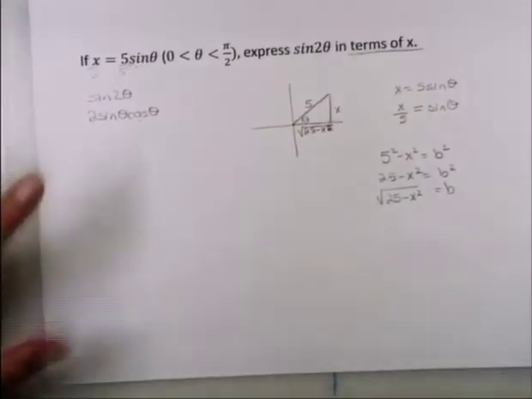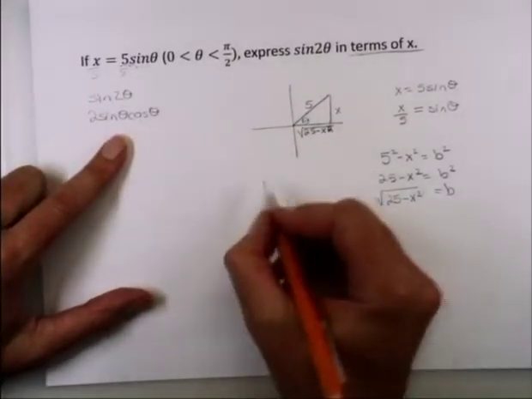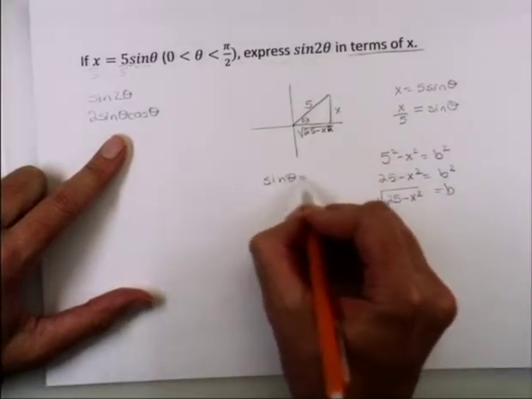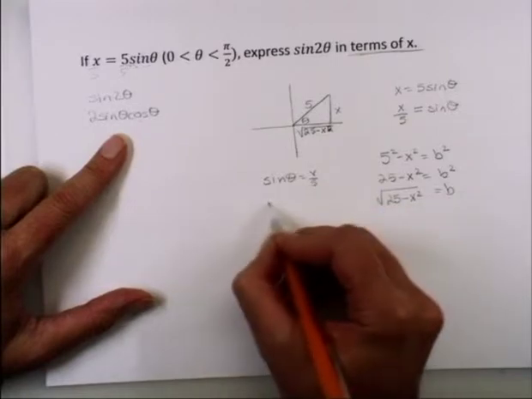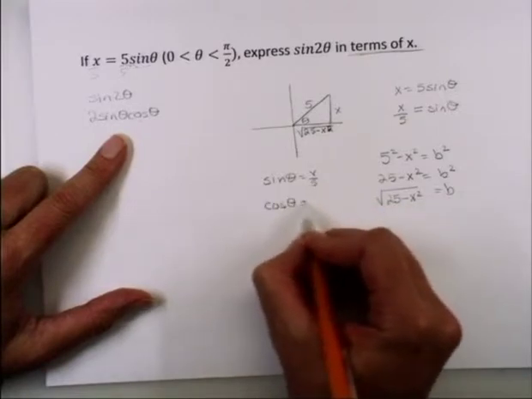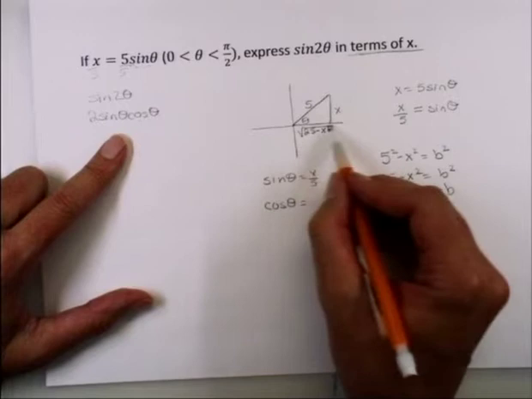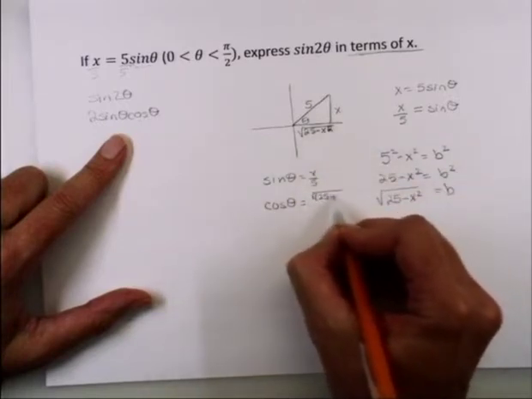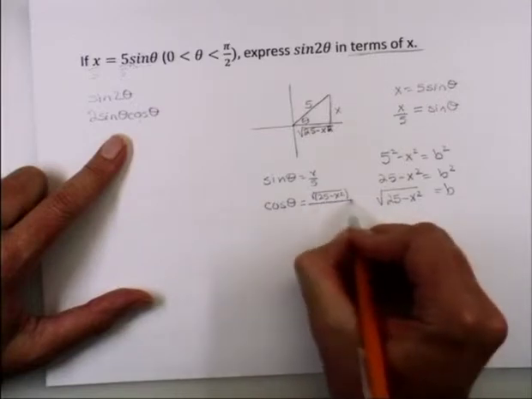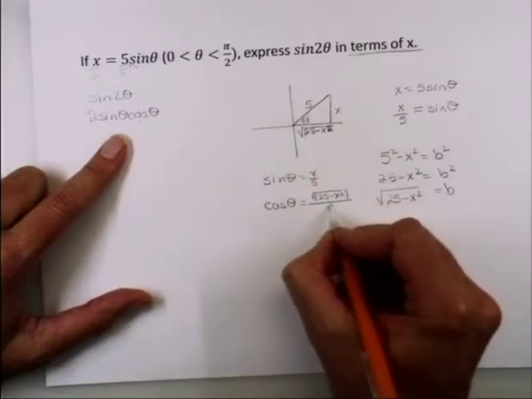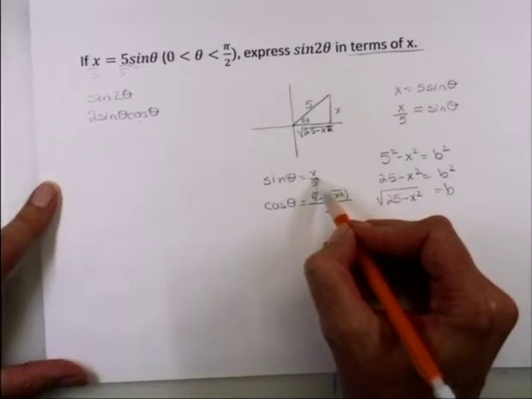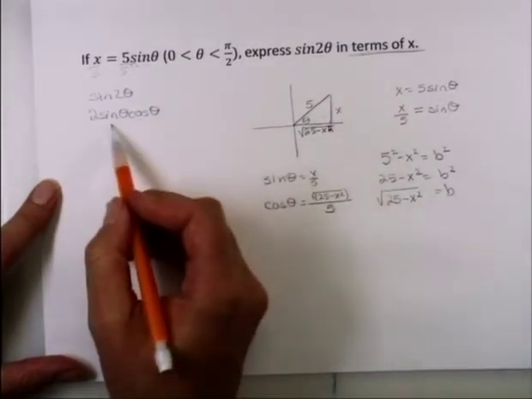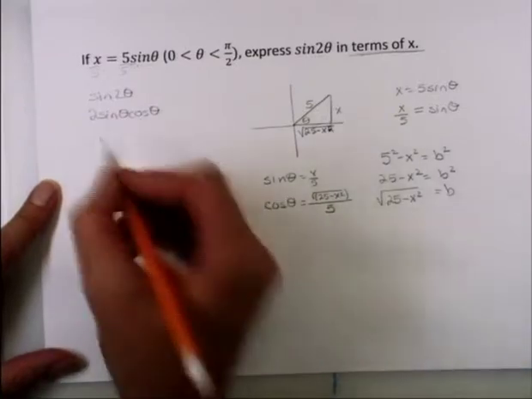Okay, now, I know that the sine of theta is equal to x over 5. And I need to know what the cosine of theta is equal to. So I look at the adjacent, which is radical, or the square root of the quantity 25 minus x squared, over the hypotenuse, which is 5. So I know sine in terms of x, I know cosine in terms of x, and now it's just a matter of substituting everything into my equation, or my expression.